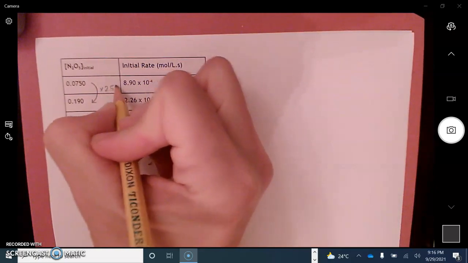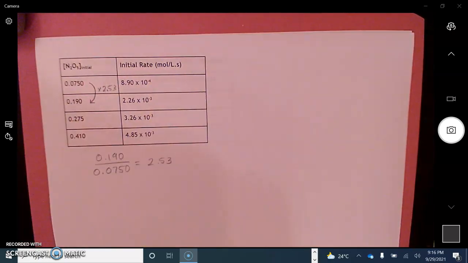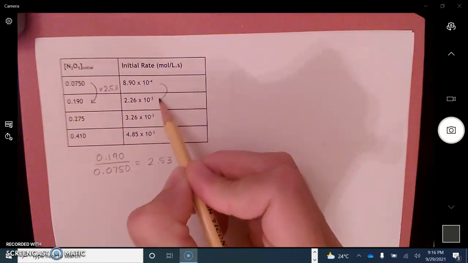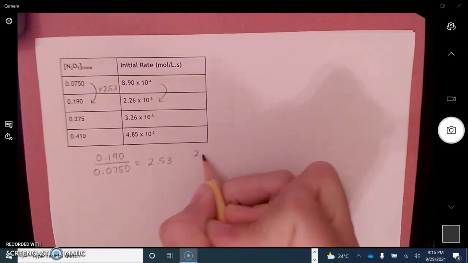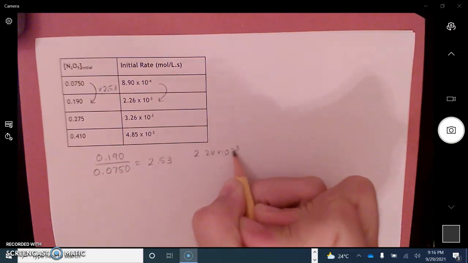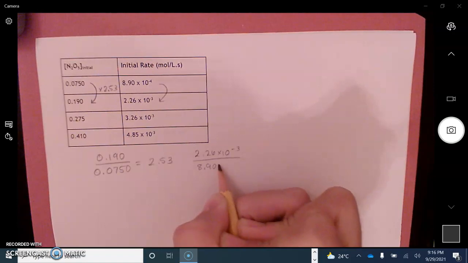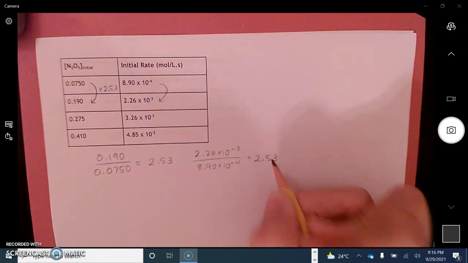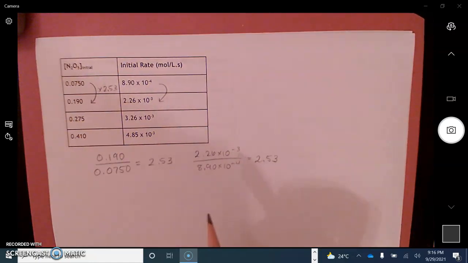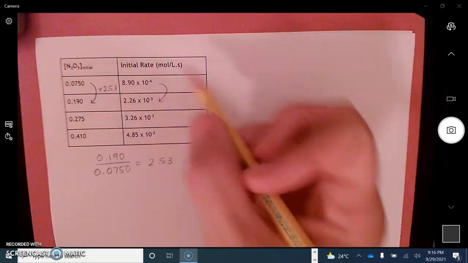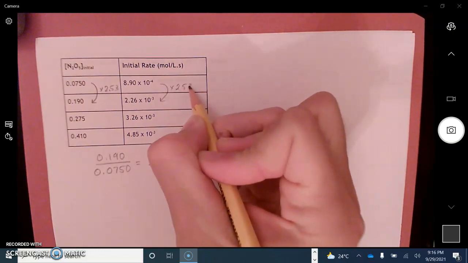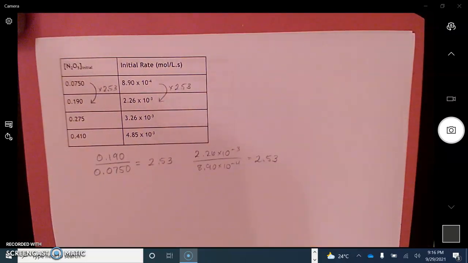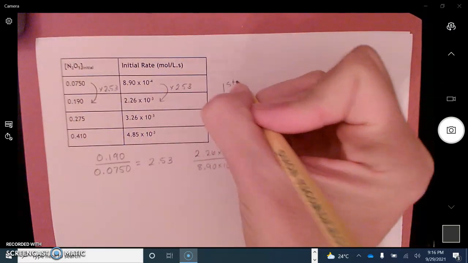So there's a weird number for you. That's realistic. That's what you get in the real world. If you guys are in a lab, that's what happens. Let's see what happened to the rate. 2.26 times 10 to the minus 3 over 8.90 times 10 to the minus 4. I put that in my calculator. Oh my goodness, 2.53. So the numbers may have looked messy, but once you do the math, it's actually fairly straightforward. What we did to the concentration, the exact same effect happened to the rate, so it is first order.